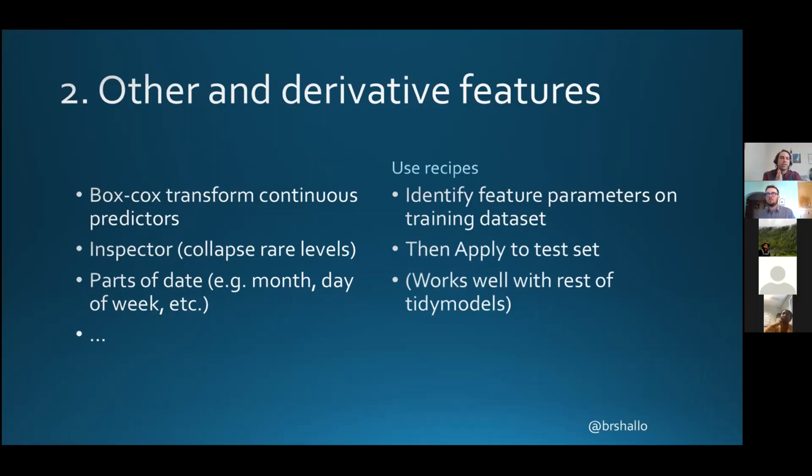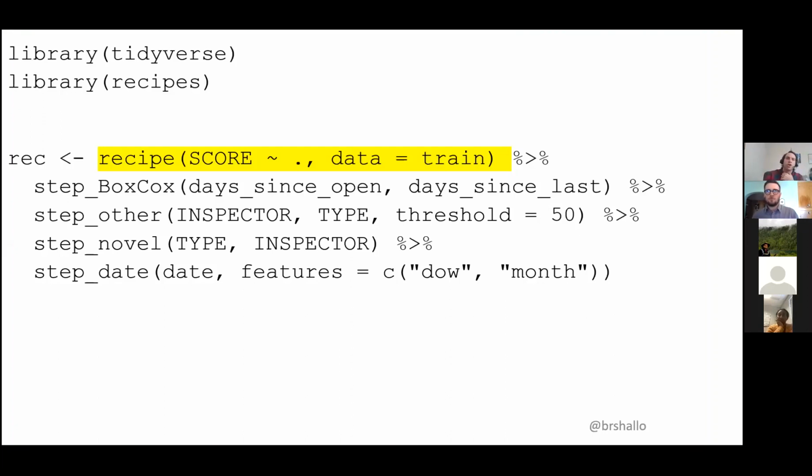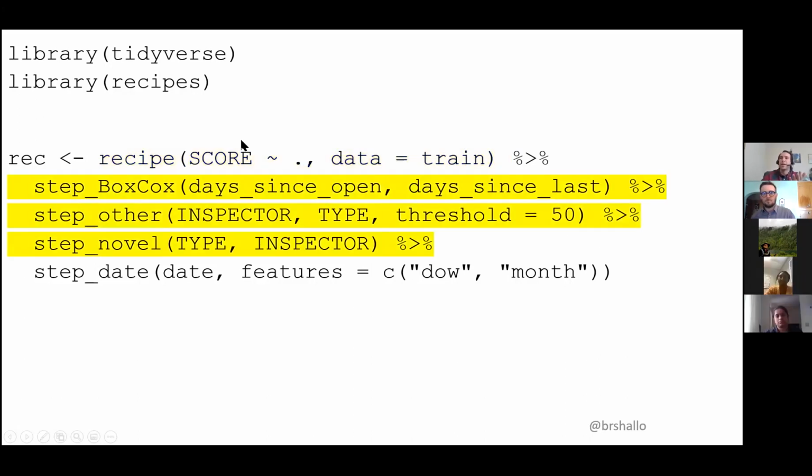So I'm going to walk through an example now of this step 2, setting up a recipe for building additional features. When setting up a recipe, first I'm going to specify my target, which in this case is score. I'm going to be predicting score based off of all of my other columns. I'm going to have a step where I say step_box_cox, so let's do Box-Cox transformations on days since open and days since last. For inspector and type, I'm going to collapse to other if you have fewer than 50 observations. If there are any new levels that come up, those are also going to get collapsed to other.